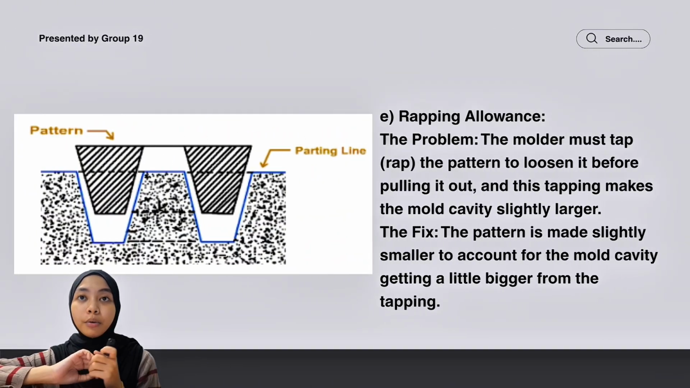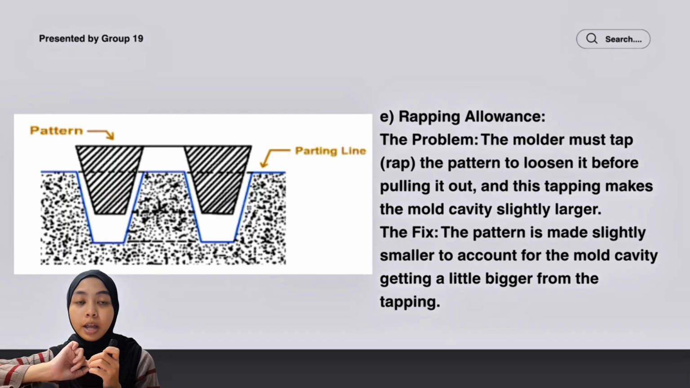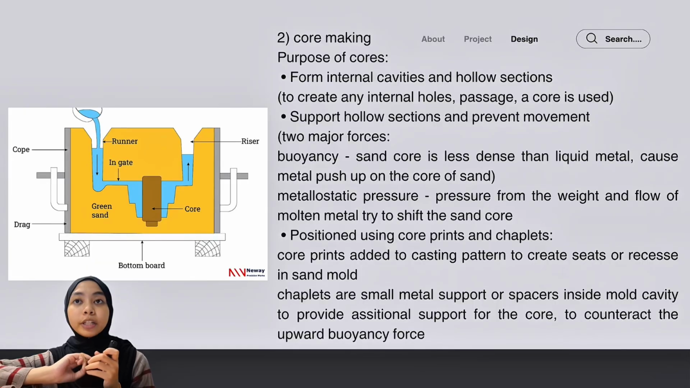And the last one is rapping allowance. So the problem, the molder must tap the pattern to loosen it before pulling it out. And this tapping makes the mold cavity slightly larger. So we fix it by making the pattern slightly smaller to account for the mold cavity getting a little bigger from the tapping.